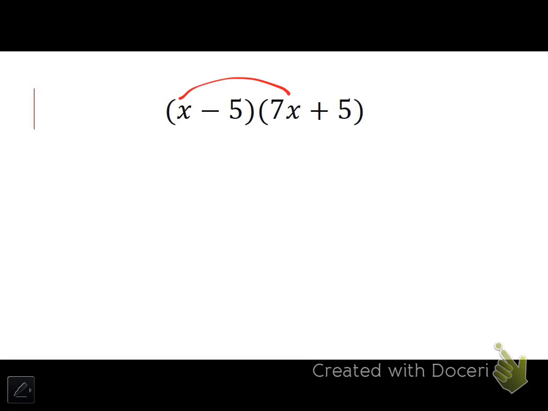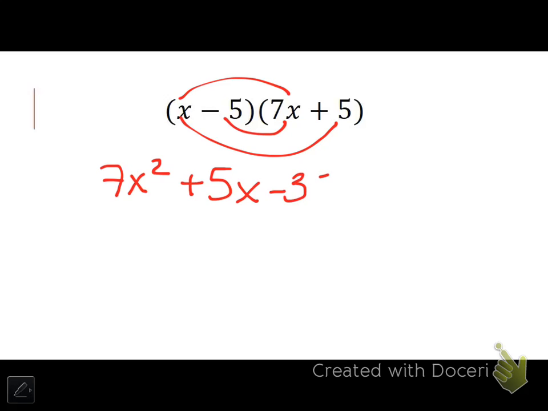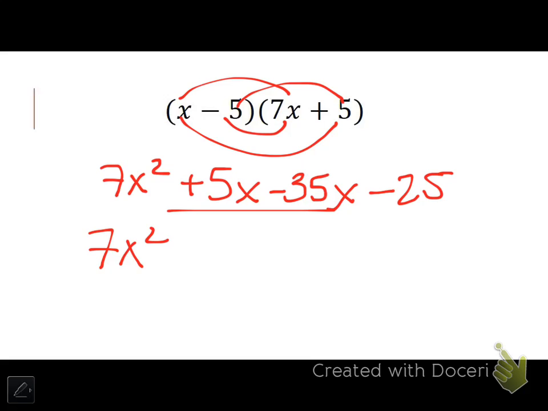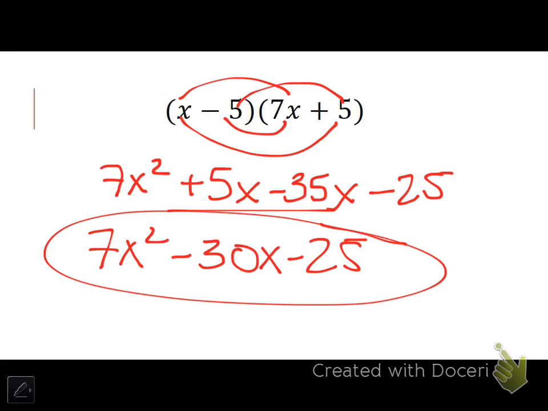So I got first, so x times 7x is 7x squared. Outside, 5 times x is 5x. Inside, negative 5 times 7x is negative 35x. And last, negative 5 times 5 is negative 25. So we got 7x squared. 5x minus 35x is minus 30x. And then we got our minus 25, and it's in standard form.